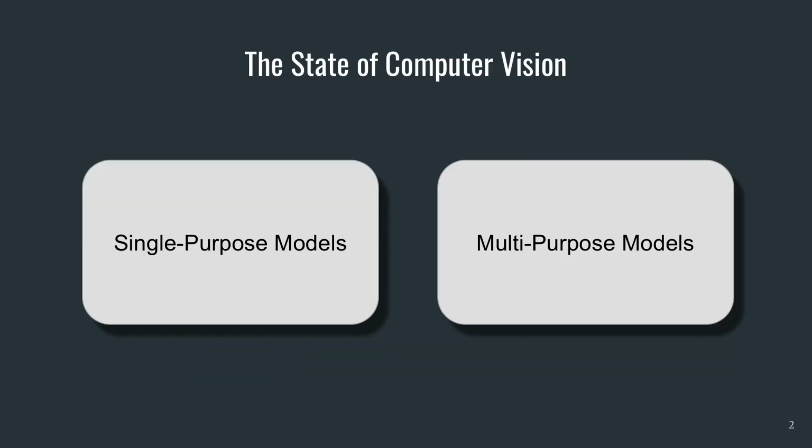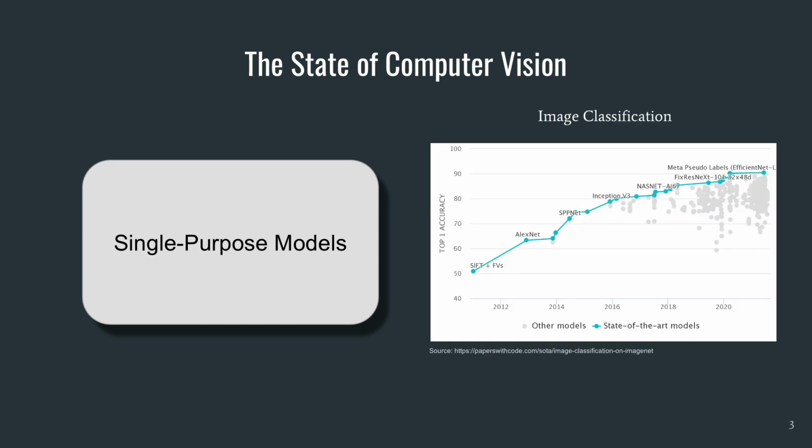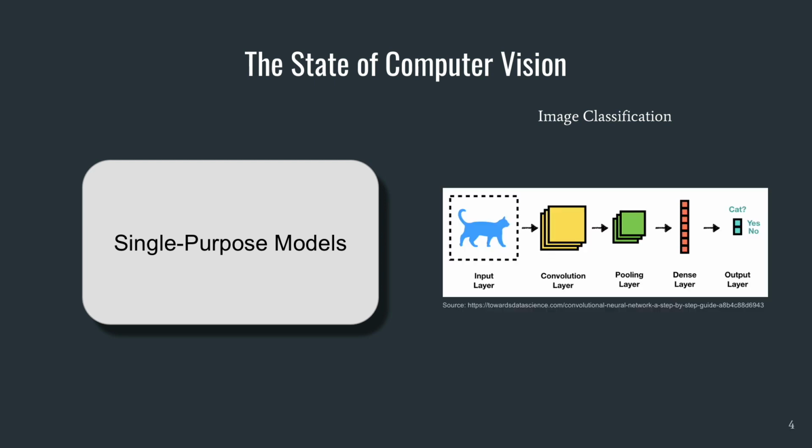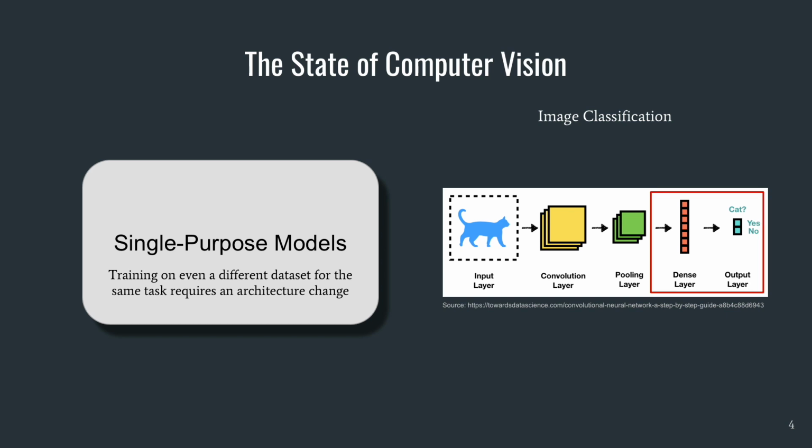Today, computer vision consists of two kinds of models, single purpose and multi-purpose. An example of a single purpose model is an image classifier trained on the ImageNet dataset. Such a model is able to perform one and only one task really well, in this case, categorizing an image into one of 1,000 ImageNet categories. However, training a single purpose model, even on a new dataset for the same task, often requires an architecture change. For example, we may need to replace the last classification layer to match the set of categories in the new task.